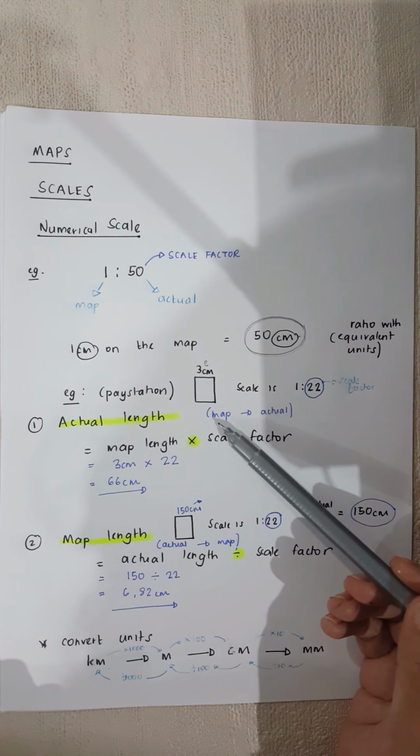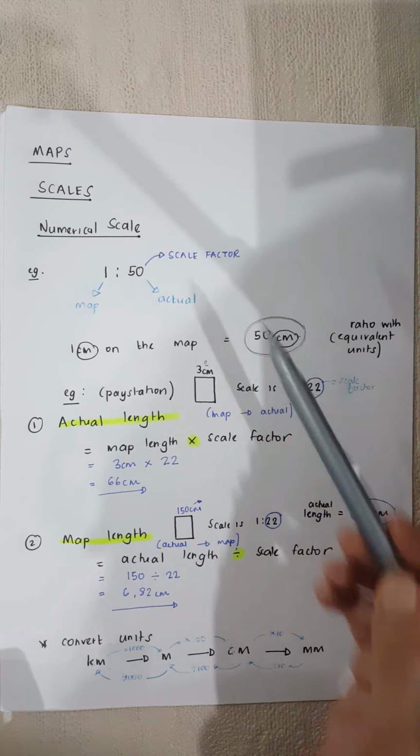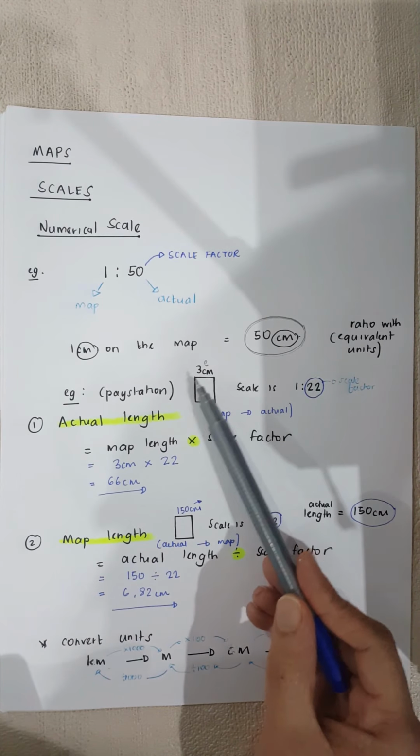The first one is where we're moving from the map to the actual. So we've been given it, it's already drawn to scale.